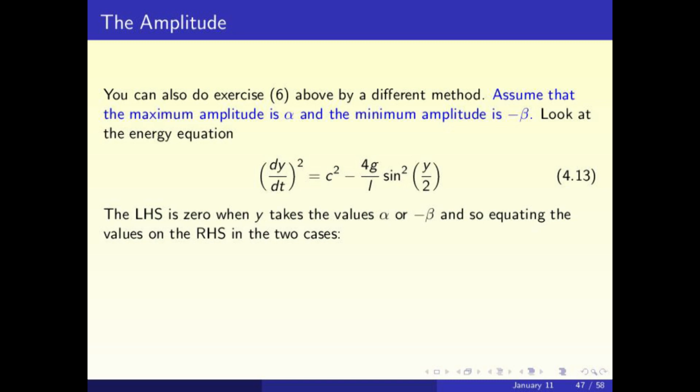And therefore, we get c squared equals 4g upon L sine squared alpha by 2 and c squared equals 4g upon L sine squared beta by 2. So, equating the two things, we get sine squared alpha by 2 equals sine squared beta by 2, from which we deduce alpha equal to minus beta, which completes the discussion of problem number 6.